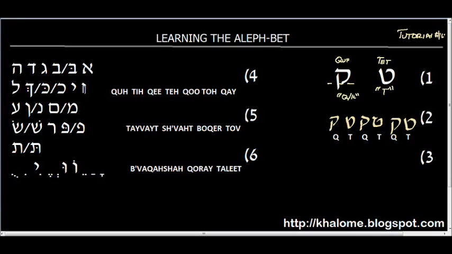For the handwriting script, the Tet is more like, sometimes it'll almost look like the number 6. You'll see people do it like that. The Kuf is very much like you're writing it in the block script, but a little bit more relaxed, kind of like the P. Tet again, and then Kuf, Tet, and Kuf one last time.